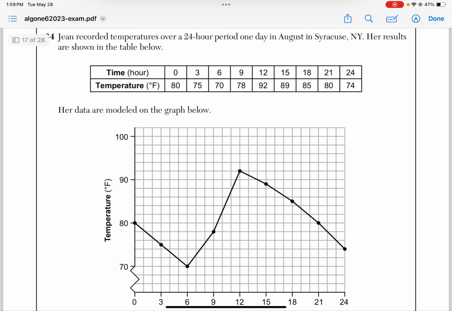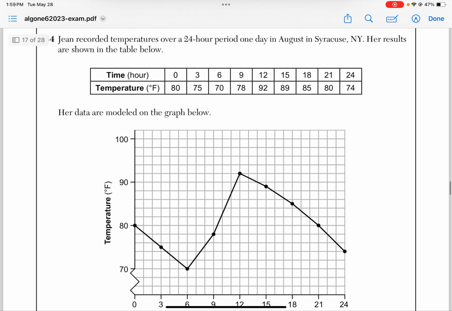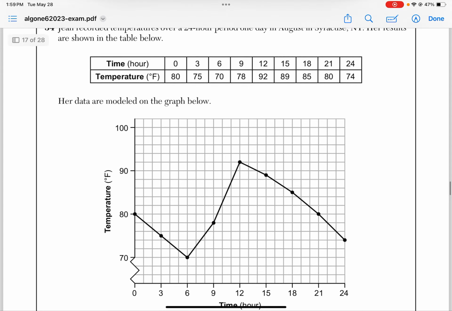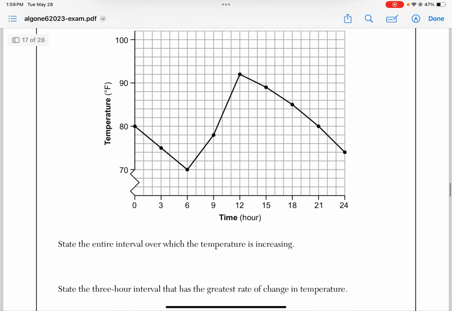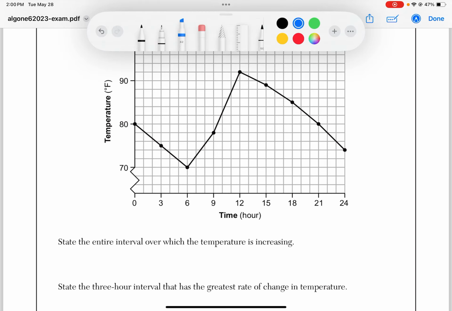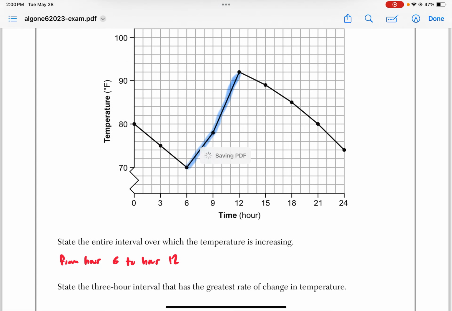Moving on. We're going to look at this graph, and this is showing temperatures over a 24-hour period in August in Syracuse. And we're going to put the results in the table. State the entire interval over which the temperature is increasing. So when the temperature is rising, the temperature is my y-axis. So really, all of this is increasing. So I'm going to say from hour 6 to hour 12 is increasing.